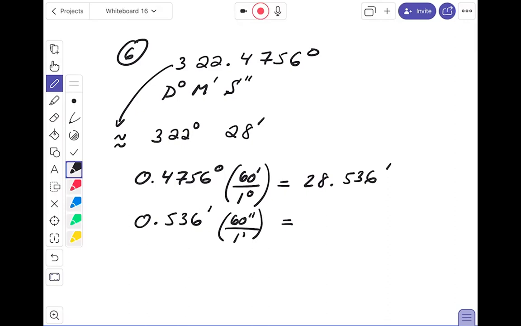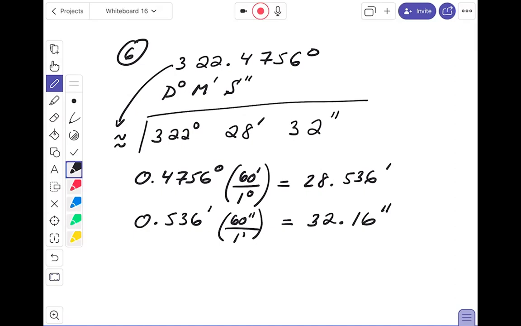Times 60. And I'm getting 32.16. Of course, we tend to use whole numbers. I'm not going to say you can't use a decimal, but I'm going to write down approximately 32 seconds. Put a box in this. And I'm going to get my red pen out to see if I did a good job. I'm seeing this. I'm seeing this. And I'm seeing this. All right, let's go to number 7.